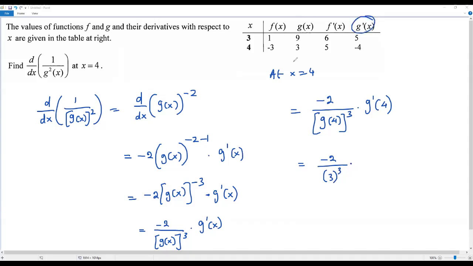Here we have g prime of x. To get g prime of 4, we have to get the value of g prime of x when x equals 4. When x equals 4, the value of g prime of x is negative 4. So we can plug in this negative 4 for g prime of 4. Let me write it, negative 4. Negative 2 times negative 4 is positive 8, and the evaluation of 3 cubed is 27. So the value of this at x equals 4 is 8 over 27.